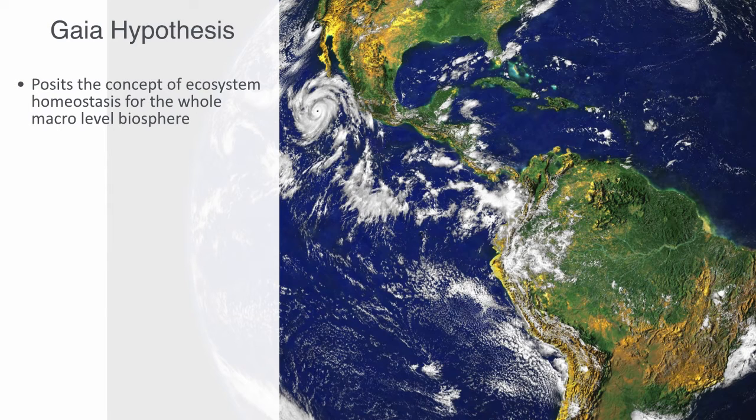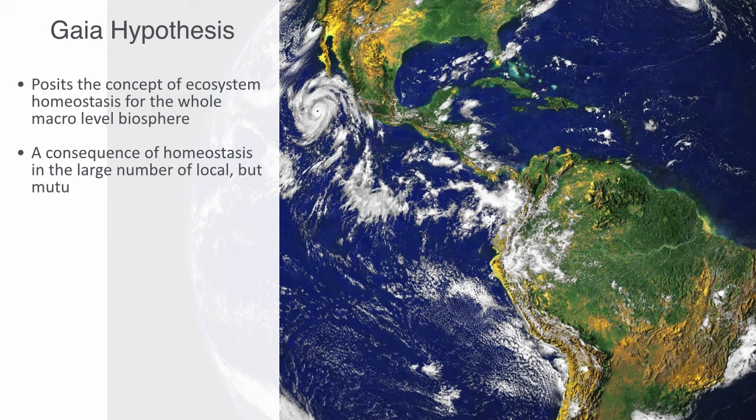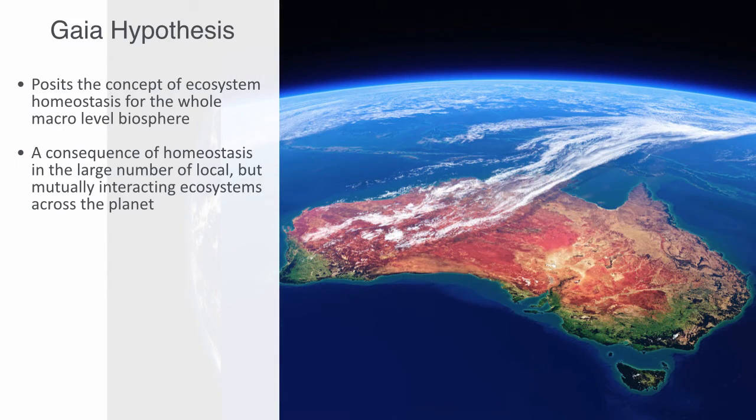This is accomplished by a variety of processes, including photosynthesis, respiration, and the carbonate buffer system in the oceans. This hypothesis sees global ecosystem homeostasis as a consequence of homeostasis in the large number of distributed local but mutually interacting ecosystems across the planet.